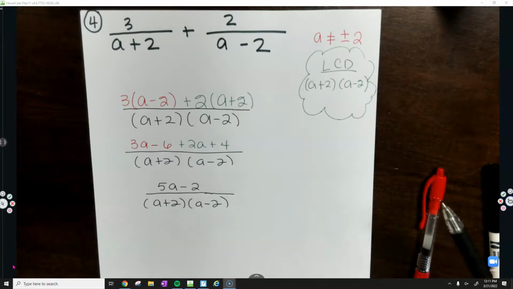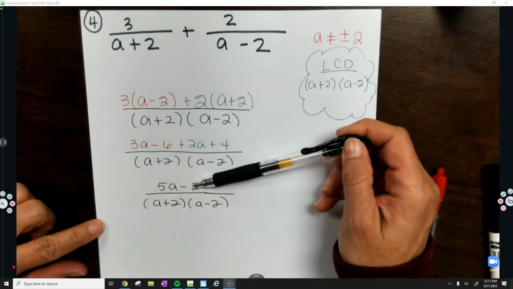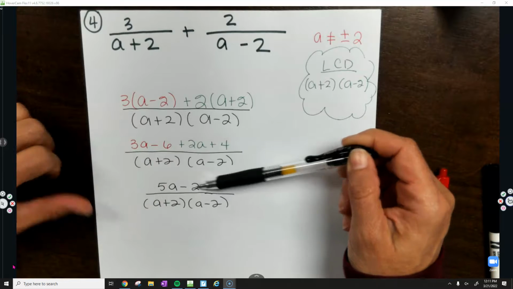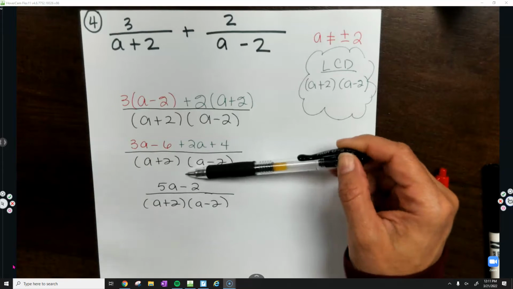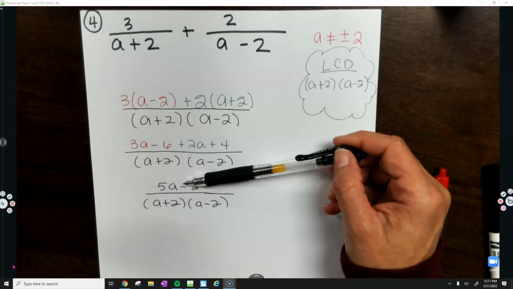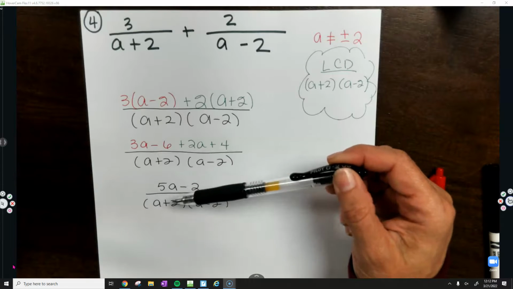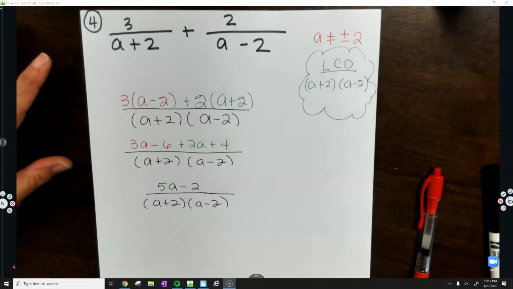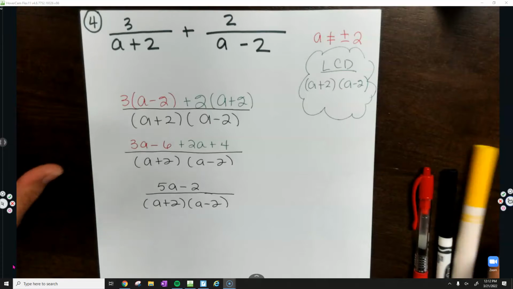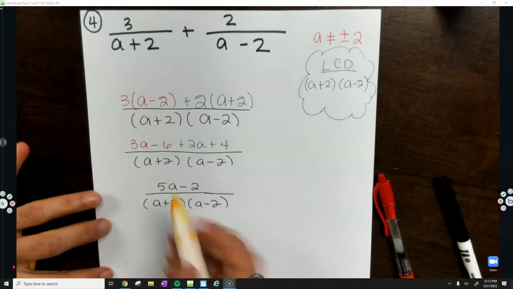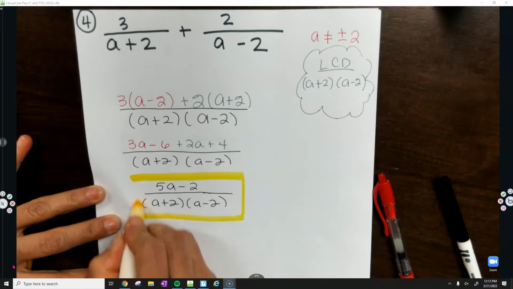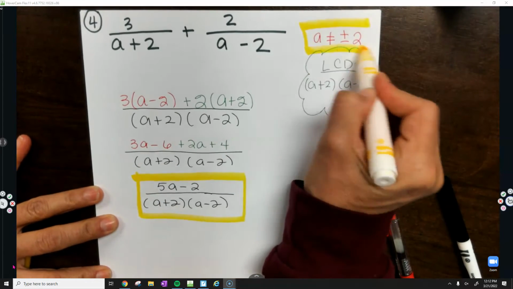So again, I just want to remind you guys that this minus 2 and that minus 2, do not try to cancel those out. You can only cancel things out when they match identically, or if they're not attached to a plus or a minus sign. That's the answer. Let's box it in. Don't forget to also box in your restrictions.